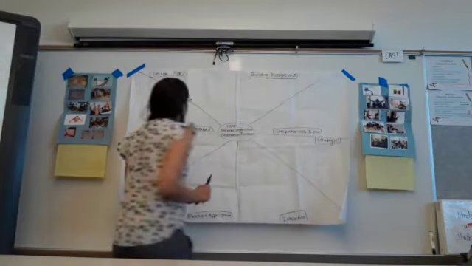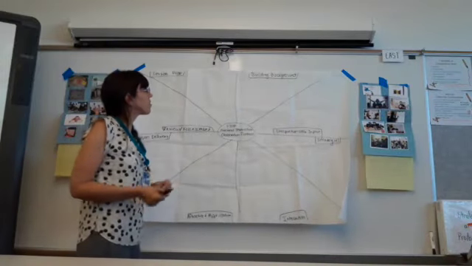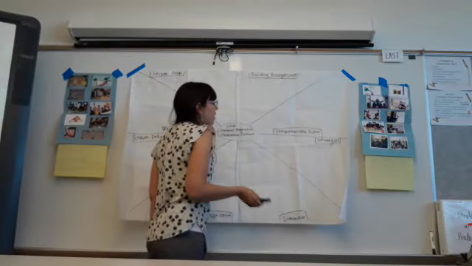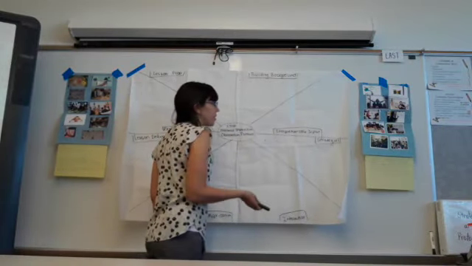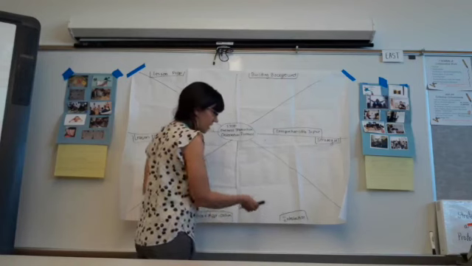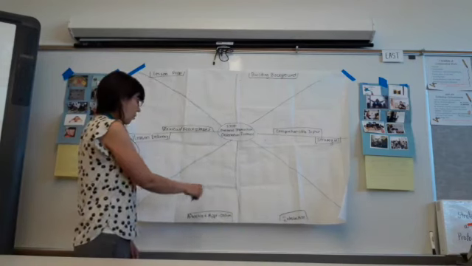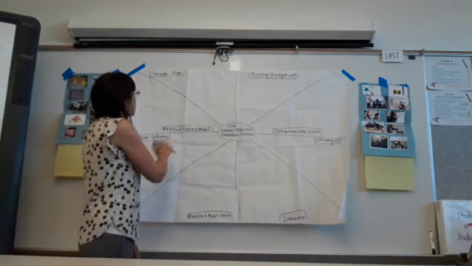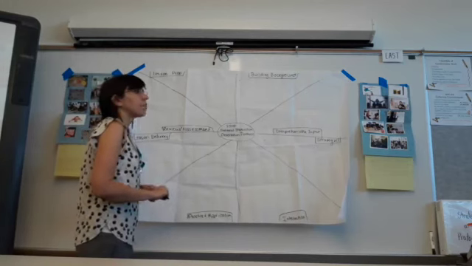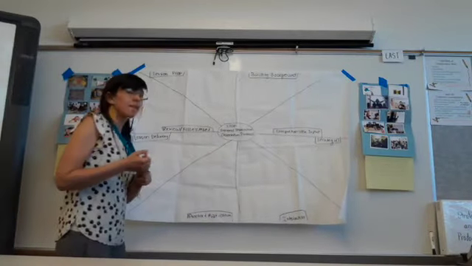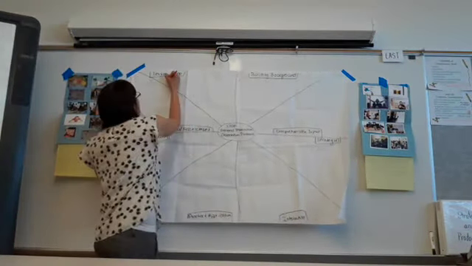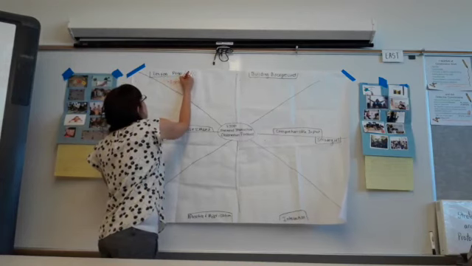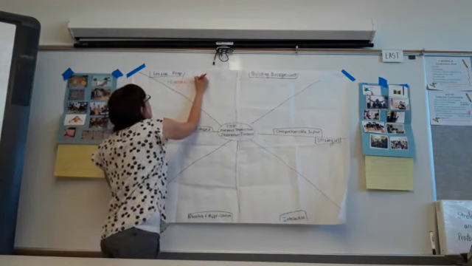Let's go through again the 8 components of sheltered instruction. Read them with me: building background, comprehensible input, strategies, interaction, practice and application, lesson delivery, review and assessment, and lesson prep. Say lesson prep with me. Lesson prep. And you want to think of 2 different types of objectives. Say content objective. Content objectives.